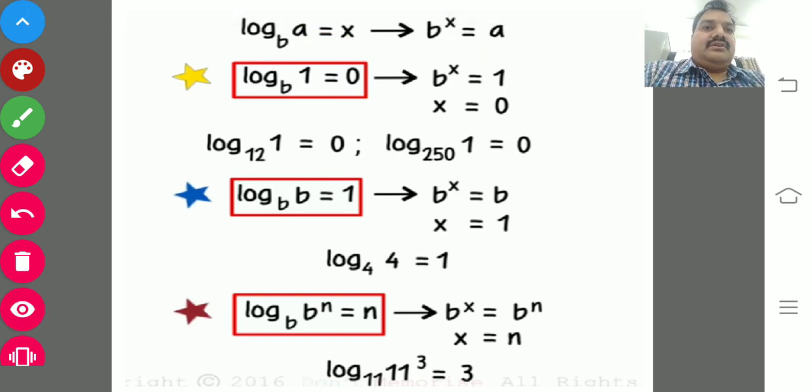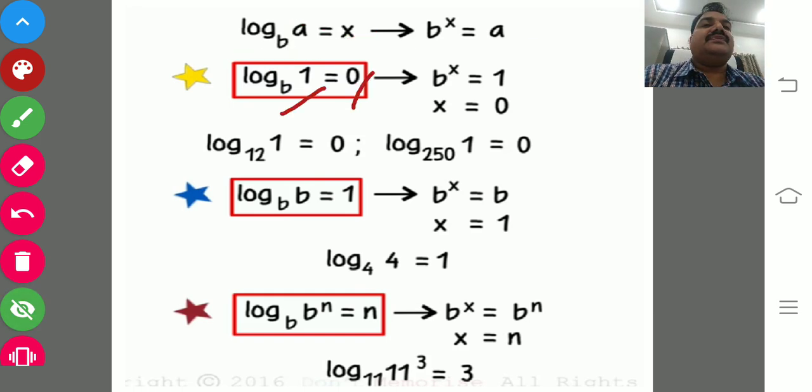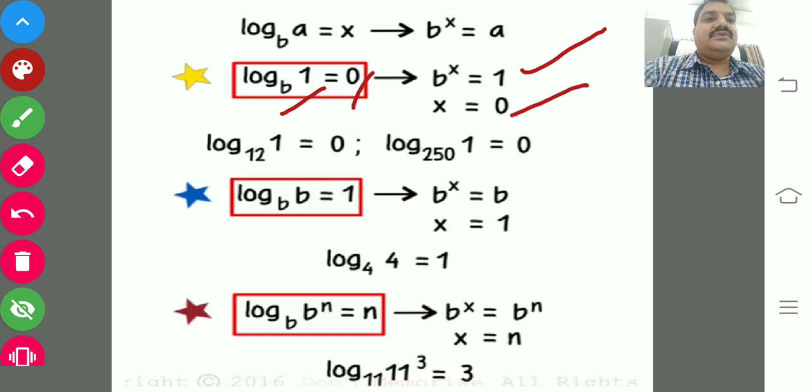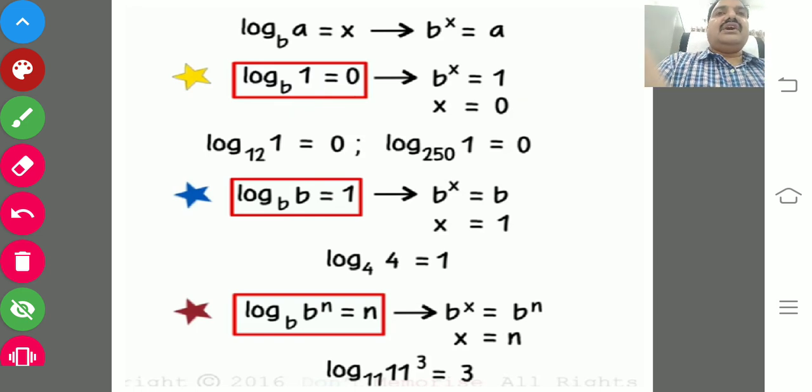Now from that I would like to give one value: log 1 base b equals 0. If you write the logarithmic notation in exponential notation, b power x equals 1, and automatically the x value should be 0, because b power 0 equals 1, you know that. So x equals 0. So if you observe, log of 1 to any base, the answer is 0.